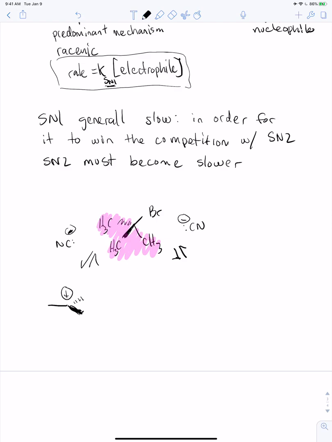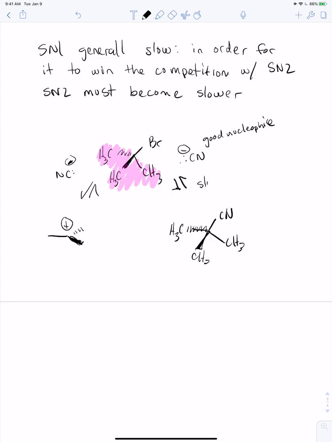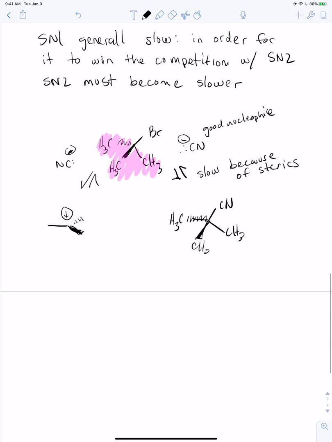Now I haven't hobbled the nucleophile. This is a good nucleophile. This is still going to be too slow to just form in one step. Okay, this is still slower. So this one's slow because of sterics on the electrophile.